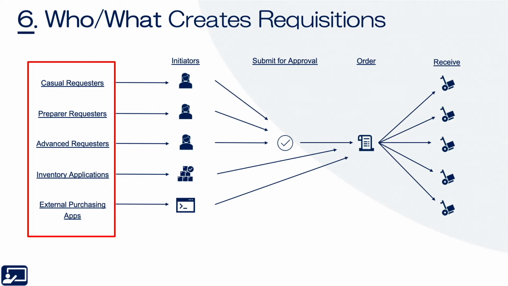Sixth topic, who or what creates requisitions? So largely we've talked about there are initiators, they submit for approval, it goes to orders, and then items get received. Well, who? Usually you can have this concept of a casual requester, and a preparer, somebody who prepares a request on behalf of someone else, which from a security standpoint is really the same as what they call an advanced requester, but note, advanced requesters see more options within Fusion. Then you also may have inventory applications or external apps like we talked about on the last slide.